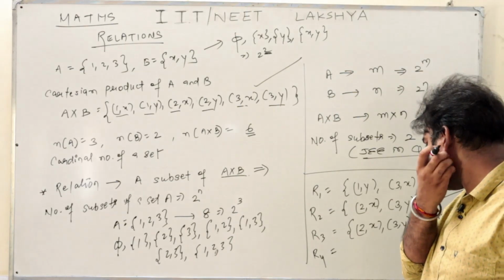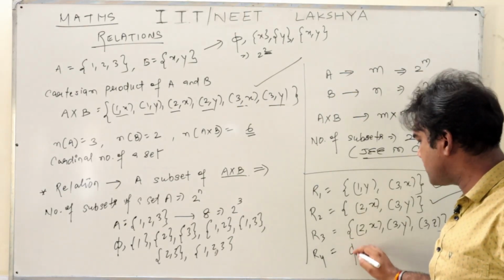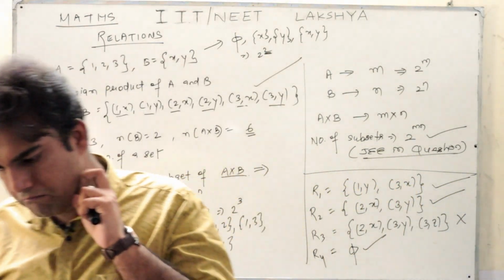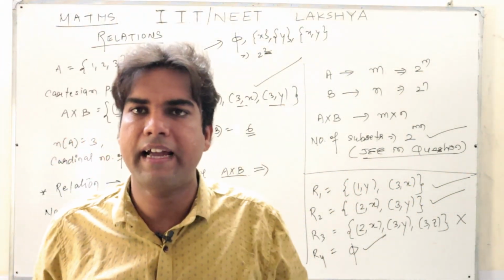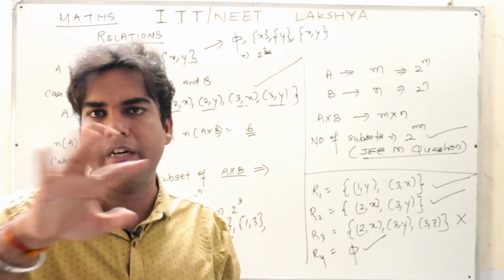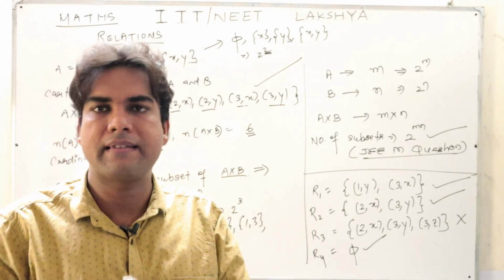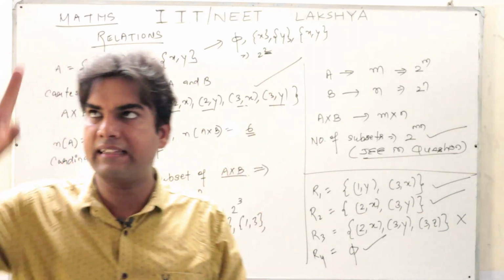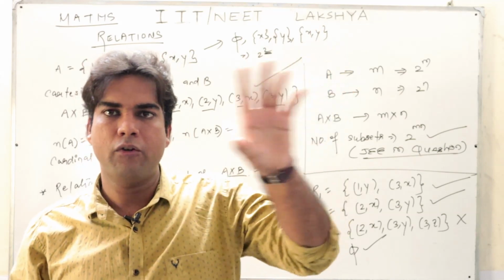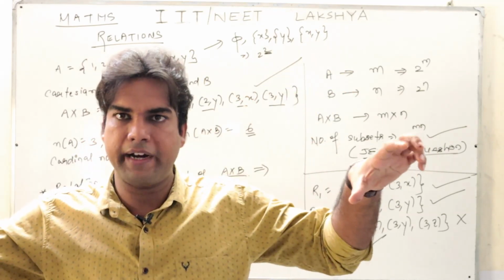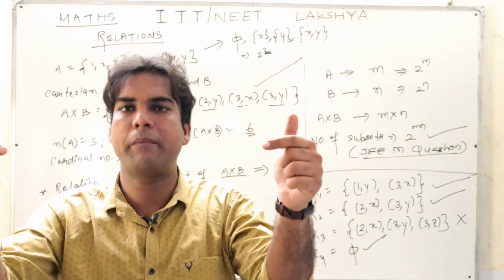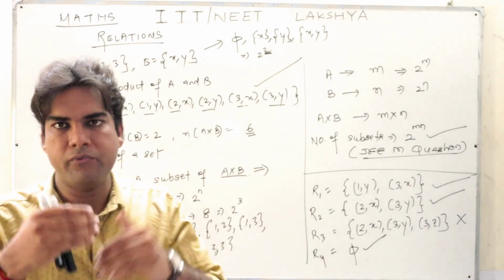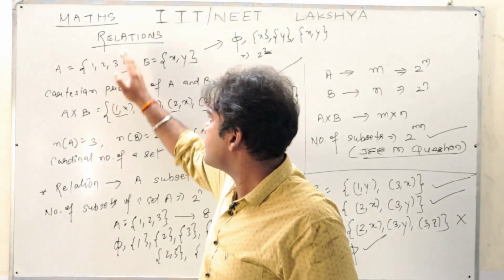Suppose someone says R4 is phi. Then yes, that is a relation from A to B, because phi is a subset of every set and a set is a subset of itself, and apart from that you can calculate how many more subsets there are. So a relation is nothing but a subset. There is a set A and a set B; from A to B we can create the Cartesian product, and its subsets become relations, which you can write as R1, R2, R3. So that is your concept of relation.